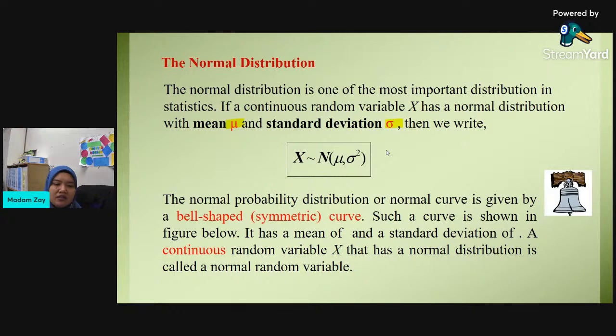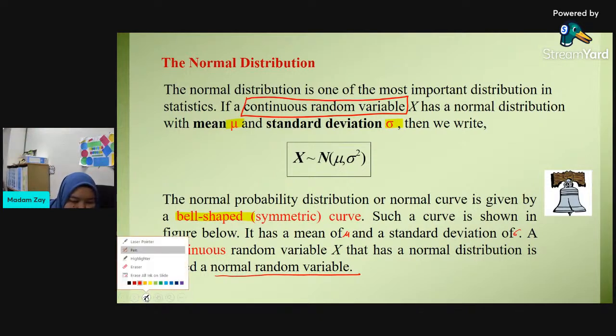It has a mean of mu. Okay, mu kita, mana mu dia hilang, pergi mana? Mu and standard deviation of sigma. And continuous random variable x that has a normal distribution is called a normal random variable. Okay, so dia punya point penting kat sini adalah continuous random variable. So we can differentiate between the binomial and normal and Poisson.